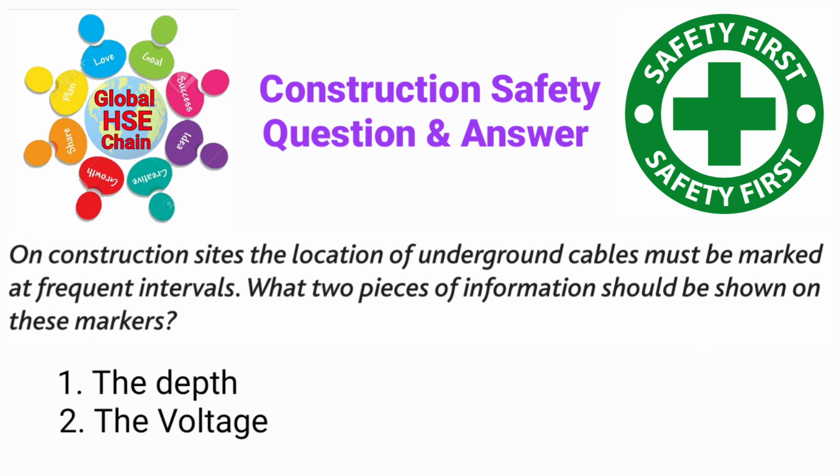Question is, on construction sites, the location of underground cables must be marked at frequent intervals. What two pieces of information should be shown on these markers? The answer is number 1, the depth, and number 2, the voltage.